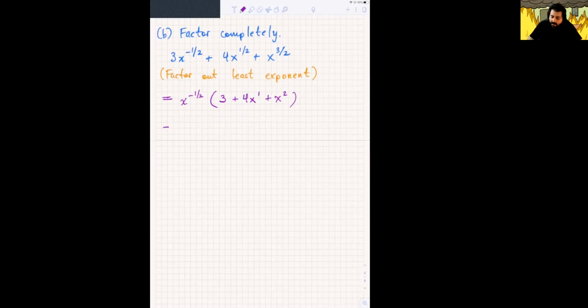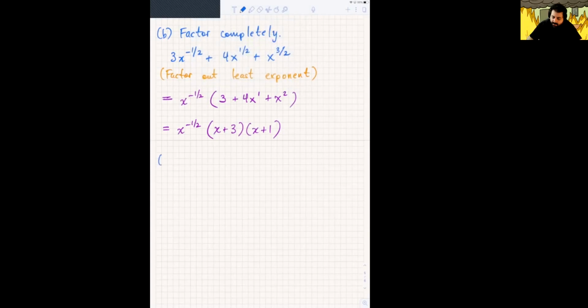In any event, now I have a quadratic, and that should be factorable over the rational numbers. Can anyone factor that over the rational numbers? Let's see, I think you're correct. x plus 3, x plus 1. Yeah, that's correct. And that would be what I consider to be fully factored, or completely factored.